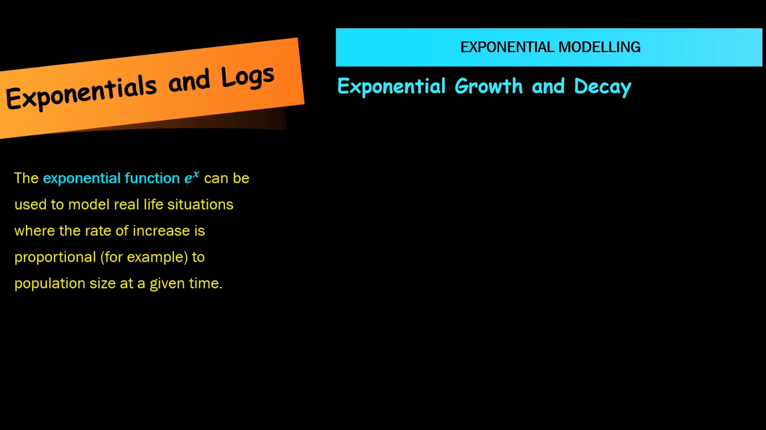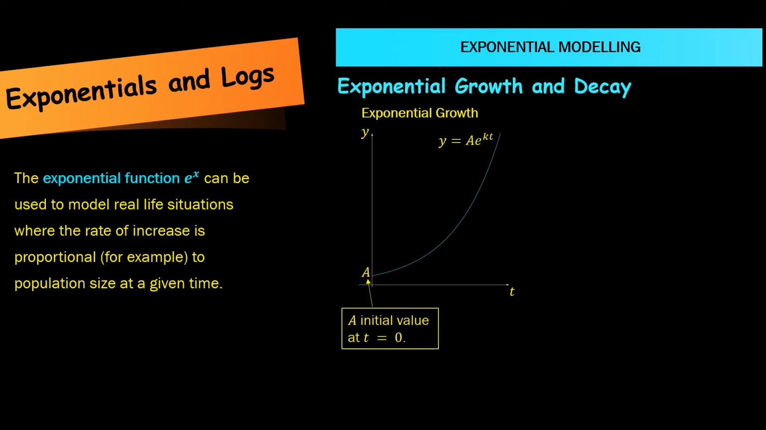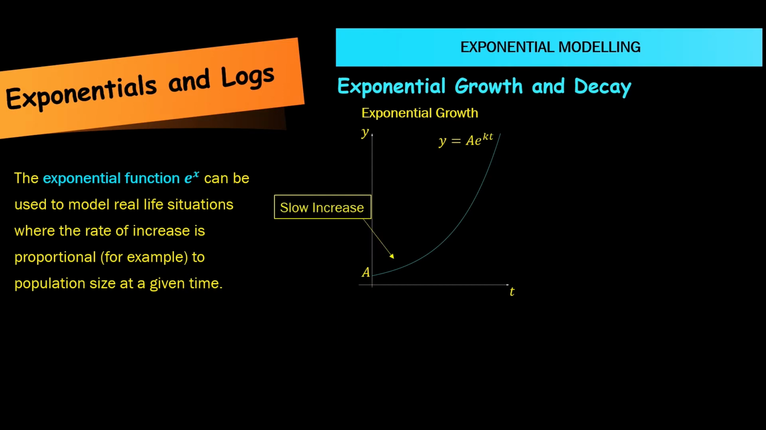The exponential function e to the power x can be used to model real-life situations where the rate of increase is proportional, for example, to population size at a given time. Here's a sketch of exponential growth, y equals a times e to the power kt, where k is greater than 0. A is the initial value at time t equals 0, as shown here. We begin with a slow increase and then a rapid increase.